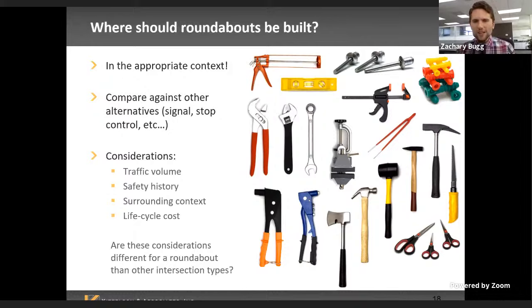So, with all these considerations, hopefully these all ring a bell to what you would consider for other intersection types. The performance measures out there, there's really nothing new for a roundabout. I guess what we're trying to emphasize here is to give them a fair shot, as something in your toolbox for how to improve an intersection.